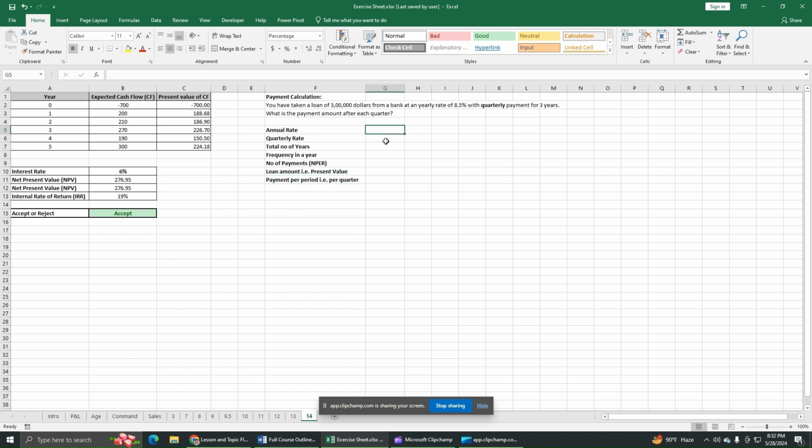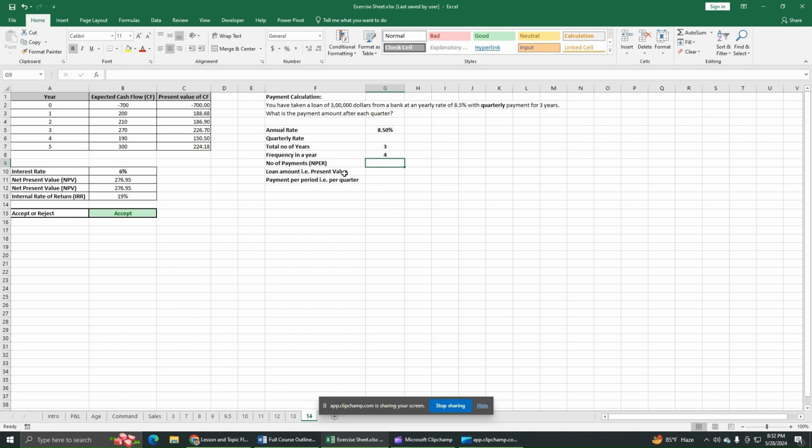Annual rate is 8.5%. Quarterly rate, this is the annual rate, so let's do these first, then we will divide that. Total number of years is 3. Frequency in a year means how many times you have to pay in a year. So we know we have to pay in every 3 months, so the frequency will be 4. There will be 4 installments.